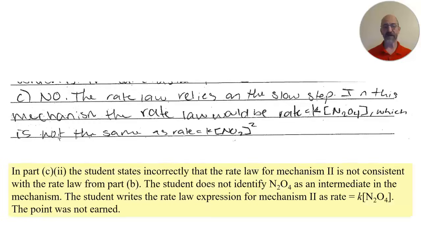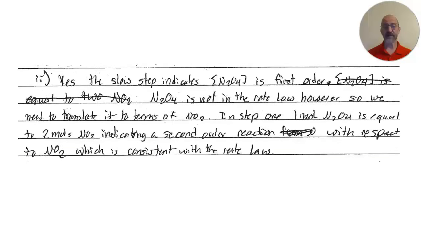So the commentary is that here the student states incorrectly that the rate law for mechanism 2 is not consistent with the rate law from part B. The student does not identify N2O4 as an intermediate, and so the point was not earned. Here's another example of a student response that did not earn the point.